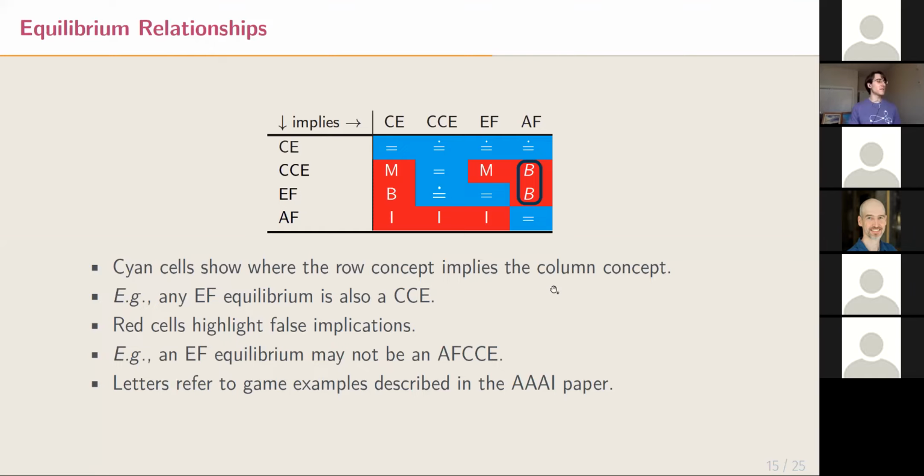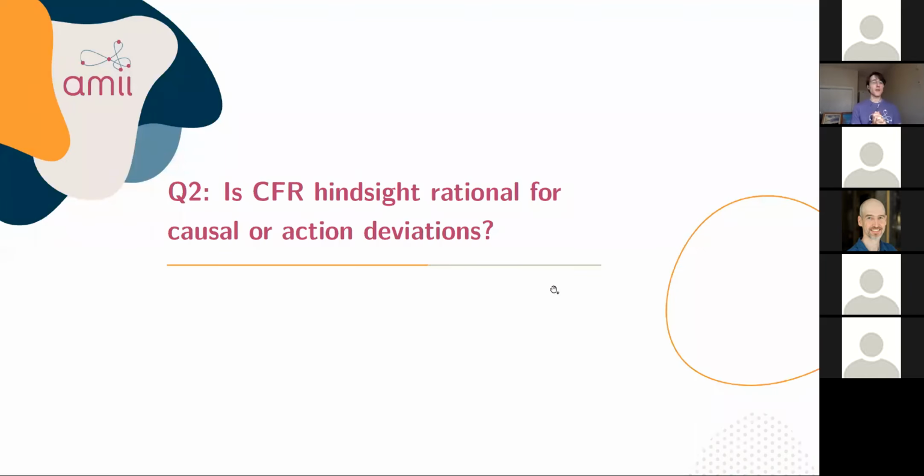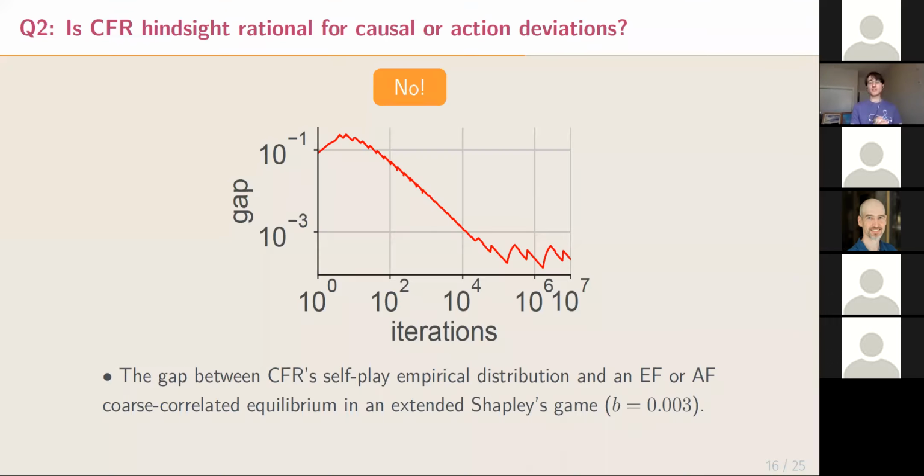All right. Okay, so now I'm going to get into counterfactual regret minimization. How can we use these ideas about deviations to better understand what CFR is doing? And one question that's come up is, could CFR be hindsight rational for one of these deviation types that we've just looked at, the causal deviations or the action deviations? But the answer is no.